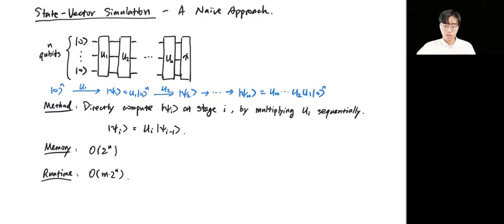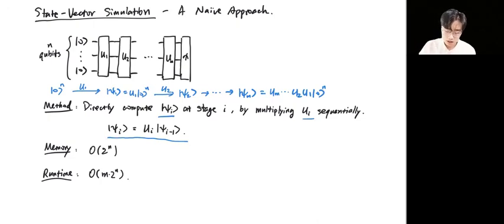So the most naive way to simulate this process is to compute this quantum state psi_i at each stage by multiplying the matrix of the unitary transformation U_i sequentially on our quantum state. So at every step, you have psi_i equals U_i times psi_{i-1}.